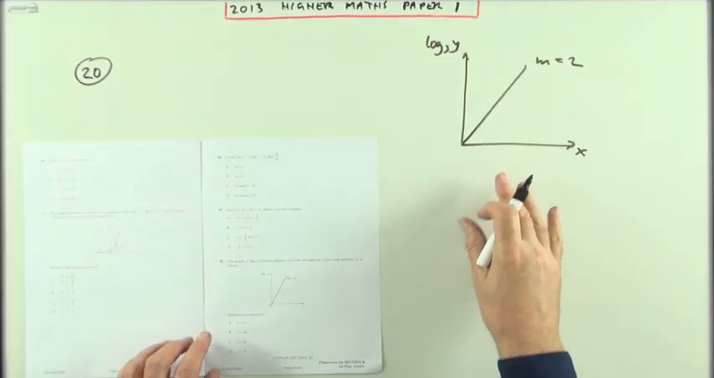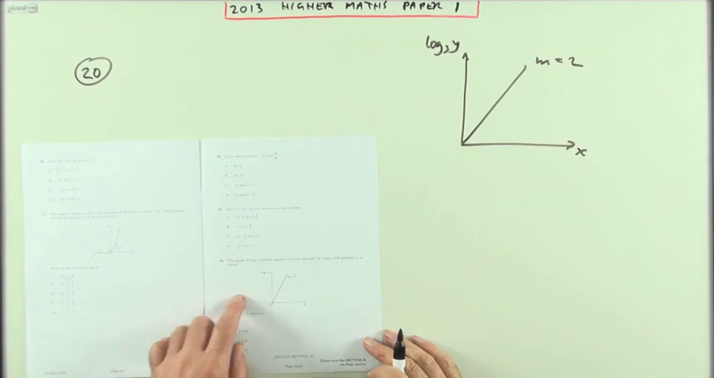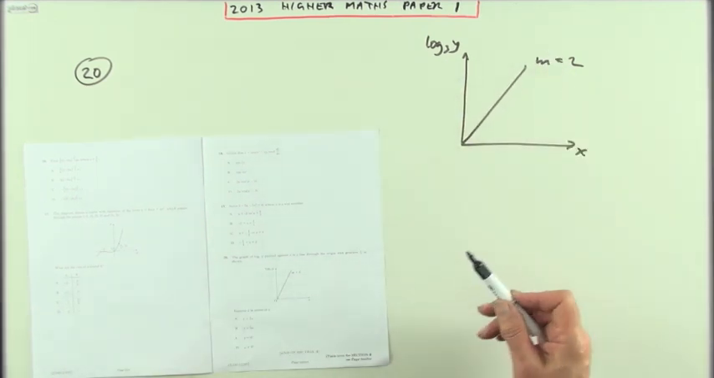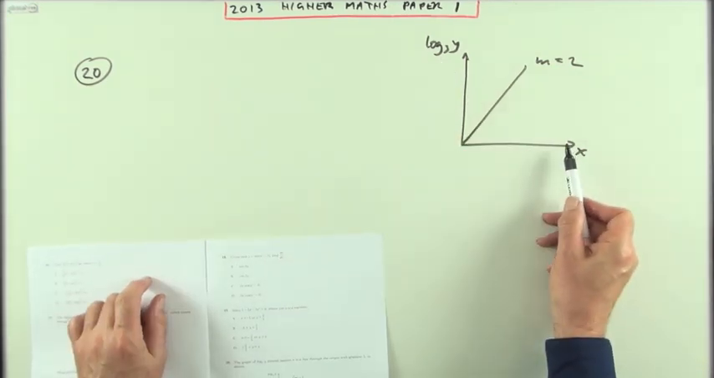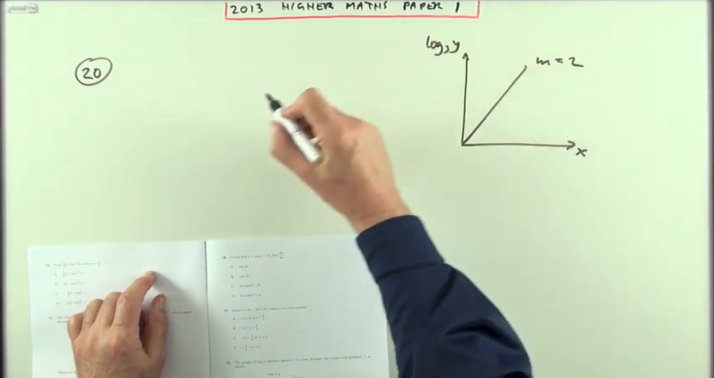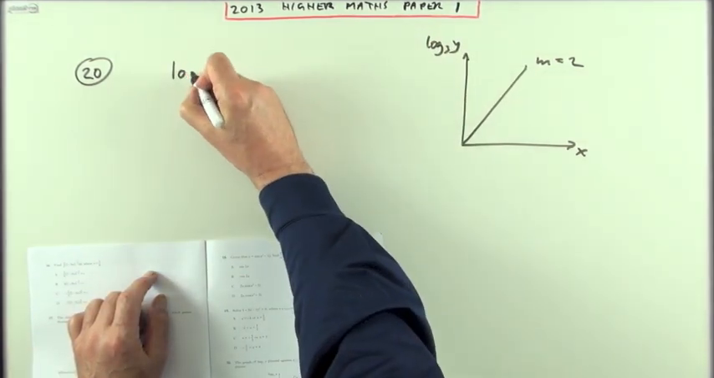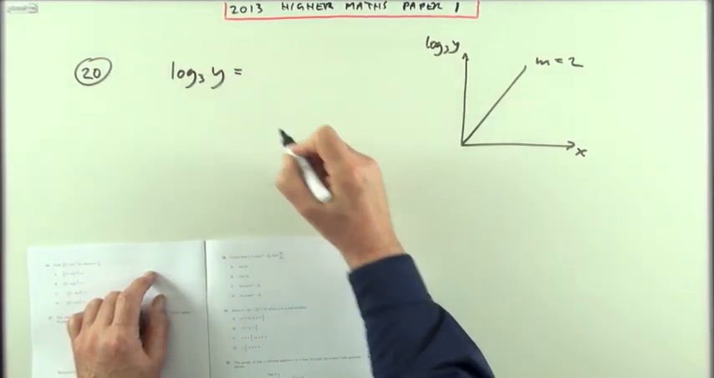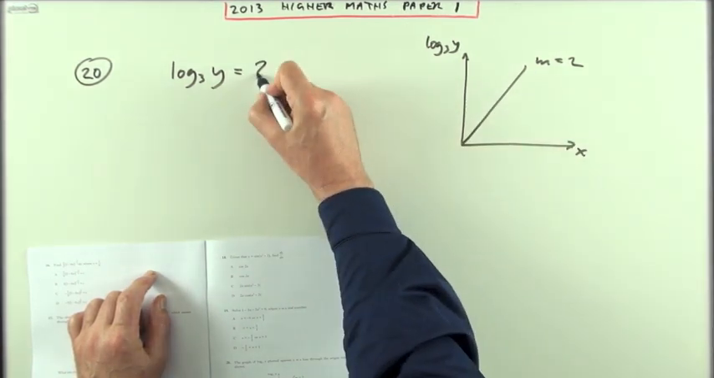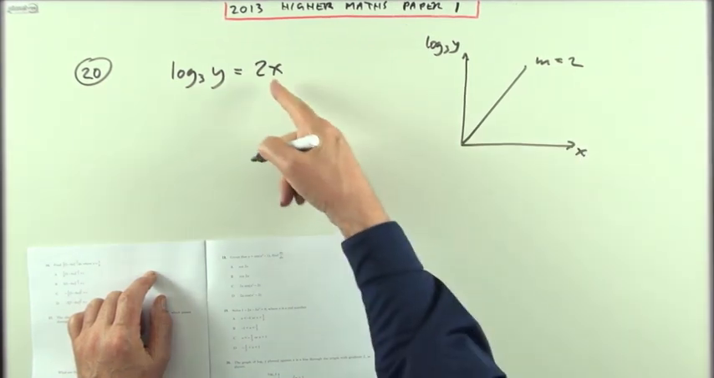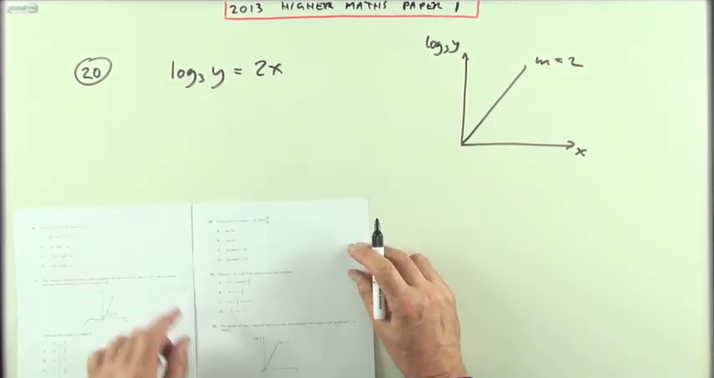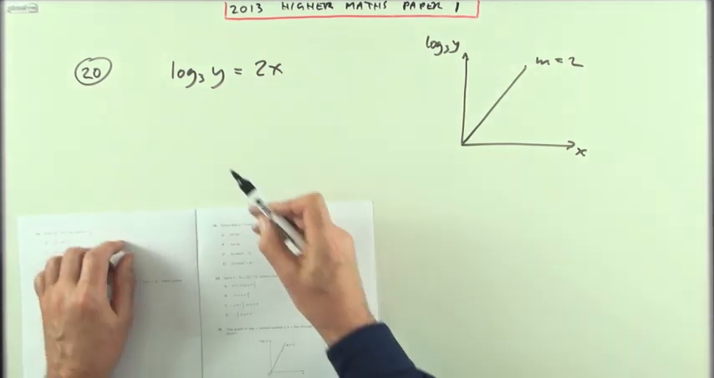Number 20, here's a log graph here. The graph of log 3y is plotted against x and it forms a straight line. Now that means you can immediately write down the connection between them because it's linear. You know linear equations for certain. You know that the vertical variable, which is log 3y, is going to be mx plus c. So it'll be the gradient 2 times this variable, which is just x, but plus 0 because it passes through the origin.